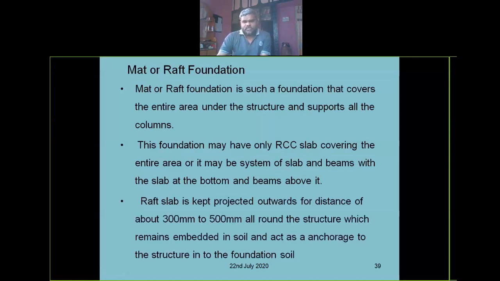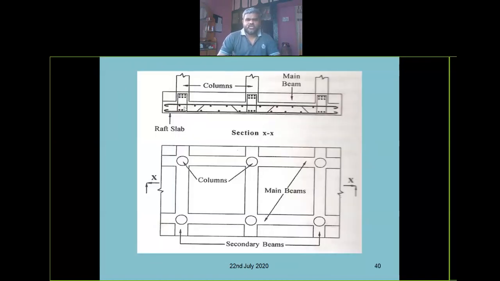The raft foundation is projected outwards for a distance of 300 to 500 all around the structure, which remains embedded in the soil and acts as an anchorage to the structure in the foundation soil, right? See, this is the offset which is provided for anchorage in the soil. This is a column, this is a column. This extra area is provided for anchorage into the soil, right? This is a typical case where the total area is done with the mat footing or raft foundation, right?